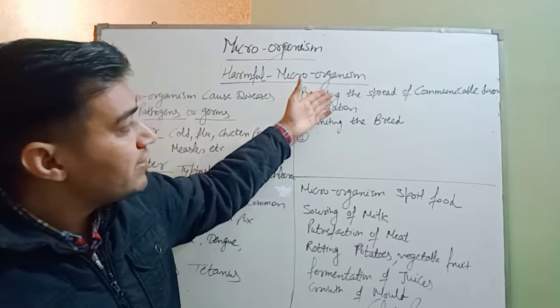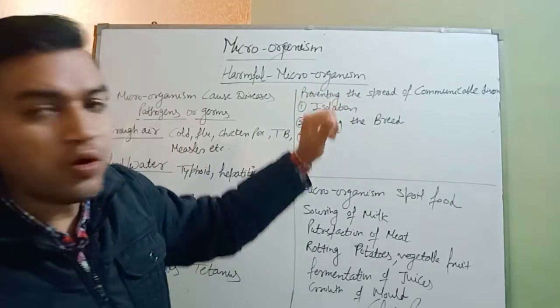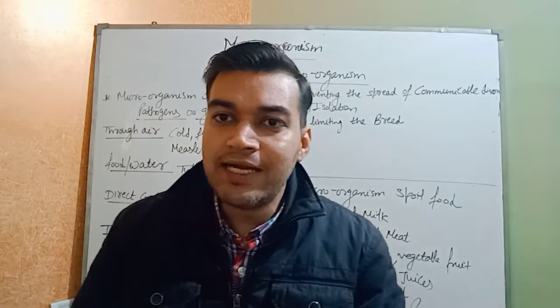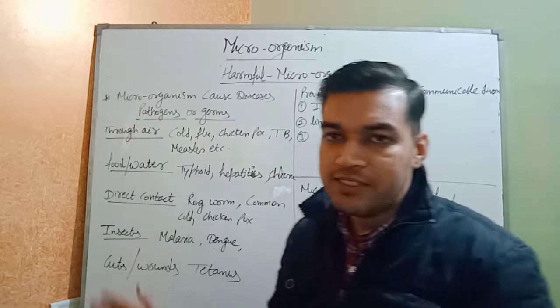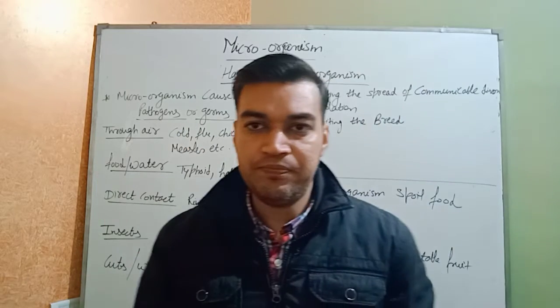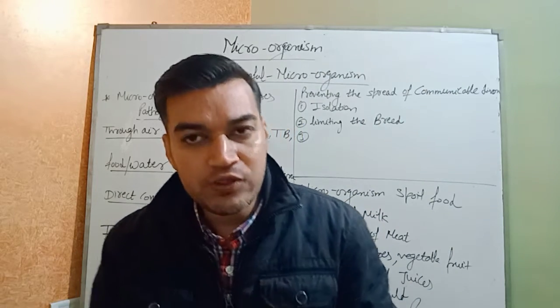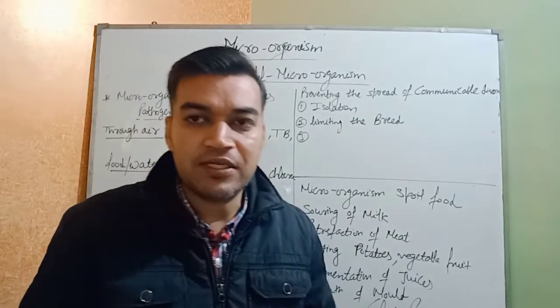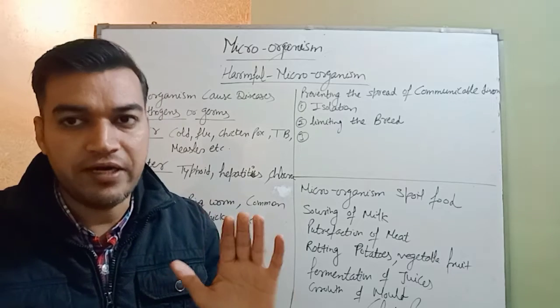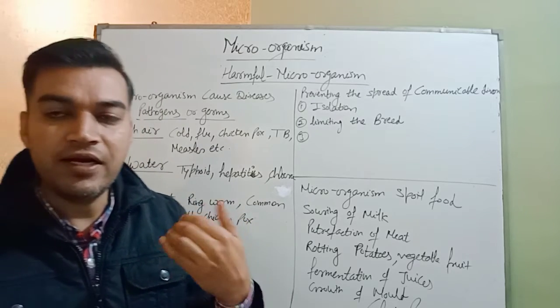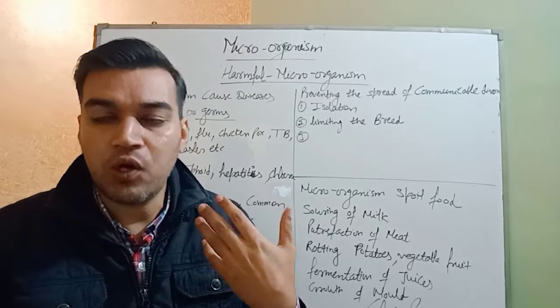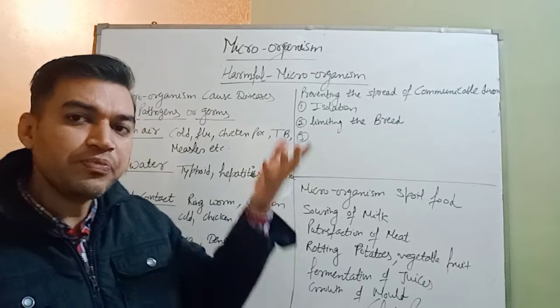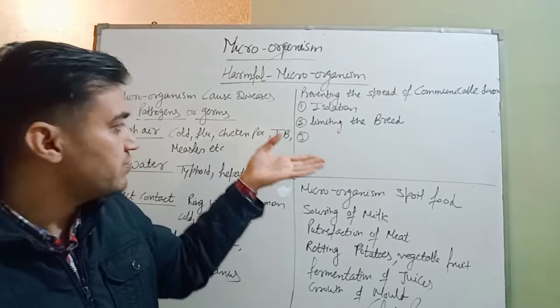So how can we prevent the spread of communicable disease? Number one, isolate the person. A person suffering from these types of diseases should be isolated. If we keep that person separate from healthy people, there might be chances it will not spread. Separate utensils and separate clothes should be given to the isolated or infected person.